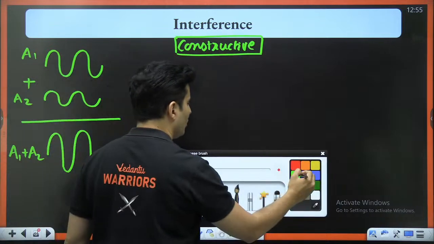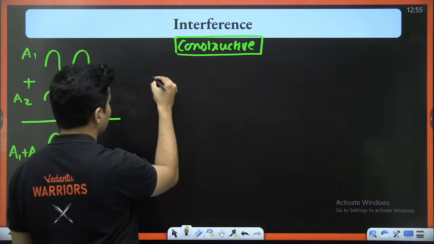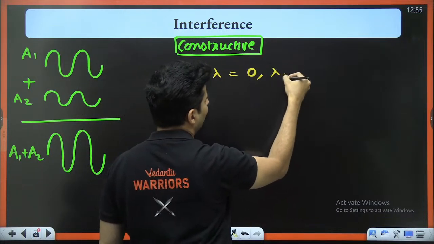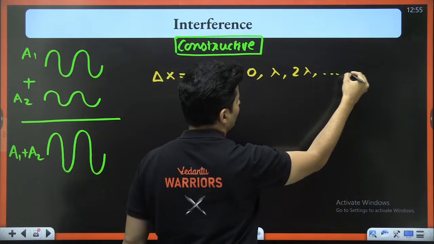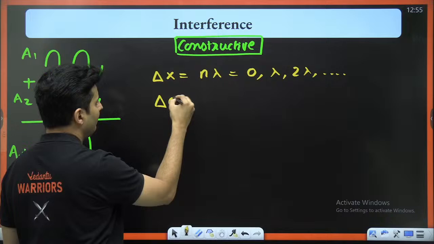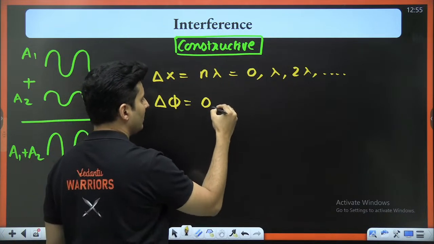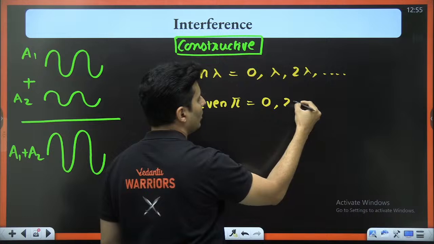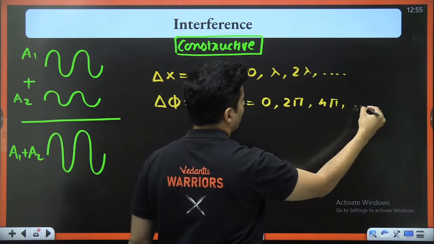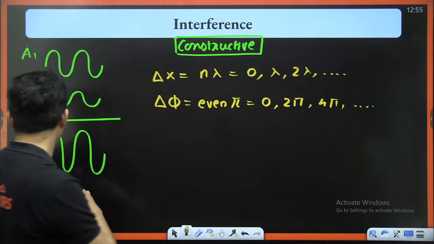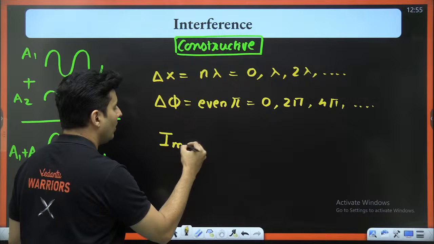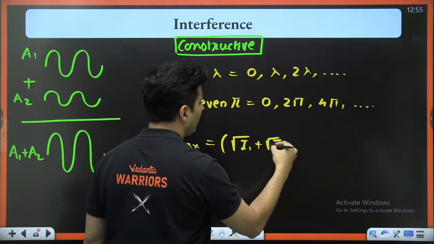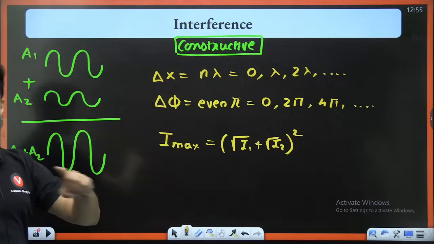In such cases, you will see that the path difference will be n lambda, basically 0, lambda, 2 lambda, and so on. Whereas the phase difference will be even multiples of pi, which means 0, 2 pi, 4 pi, and so on. You will see that the amplitude is just the addition of them. The intensity of the light or the intensity of the sound will be maximum, and it will be given by root I1 plus root I2 whole square.